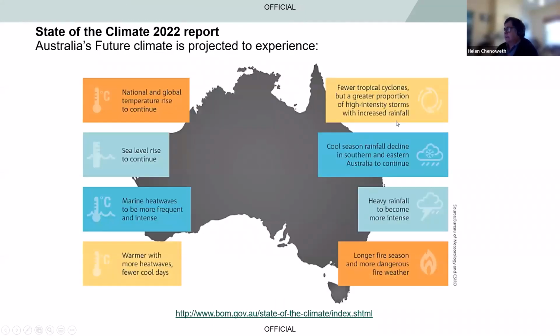And generally speaking, overall, there are general projections around Australia of national and global temperatures rising, sea levels rising, marine heat waves, warmer weather with more heat waves and fewer cool days, fewer tropical cyclones, but a greater proportion of high intensity storms. As we remember, we mentioned that the higher the temperature, the more moisture can be held in the atmosphere. Cool season rainfall declines generally, heavier rainfall becomes more intense, with longer fire seasons and more dangerous fire weather. So that's the general projections.